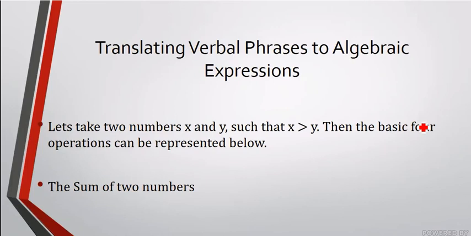The first thing we are going to be looking at is translating verbal phrases to algebraic expressions. The first verbal phrase that we have to translate is the sum of two numbers. How am I going to translate this verbal phrase into an algebraic expression? The numbers are unknown, and they told us to use x and y as the unknown numbers. So the sum of two numbers can be written as x plus y. This is how I translate this verbal phrase into an algebraic expression.